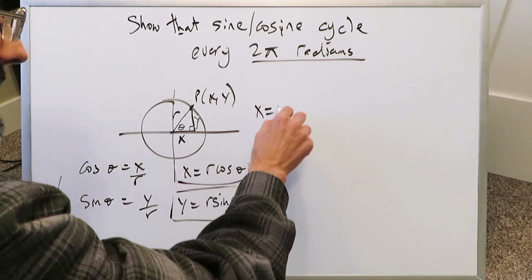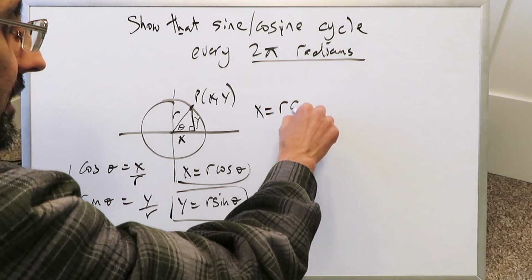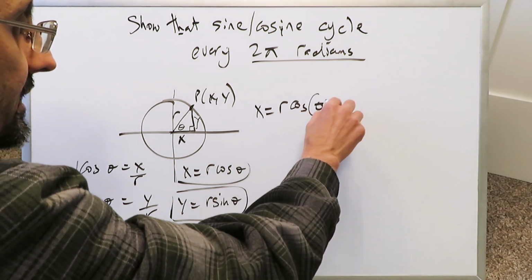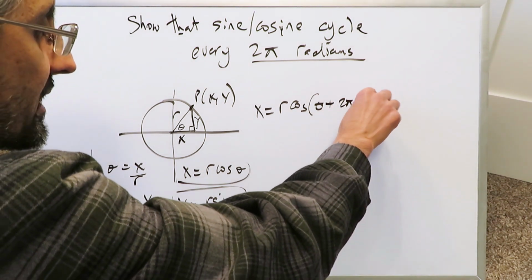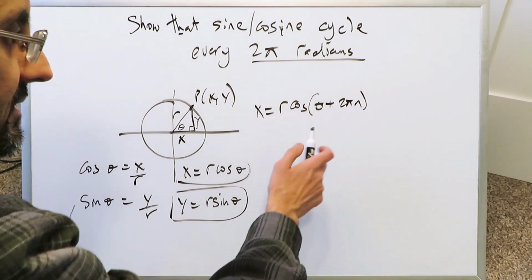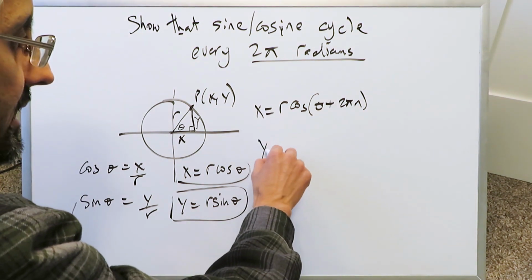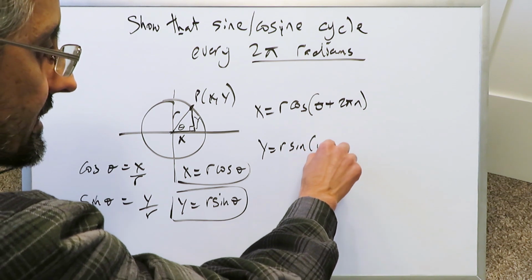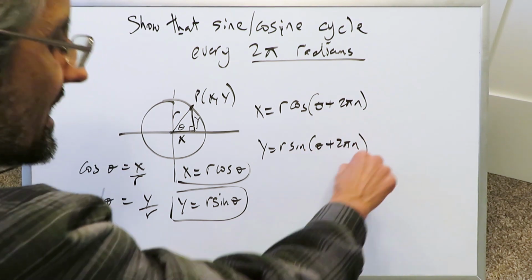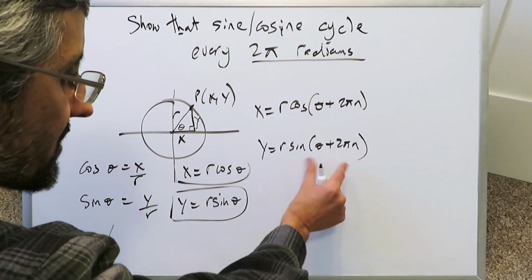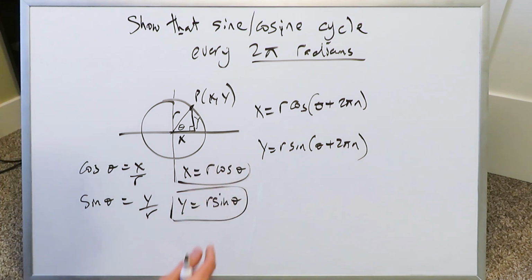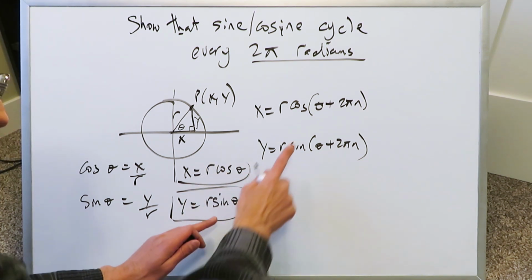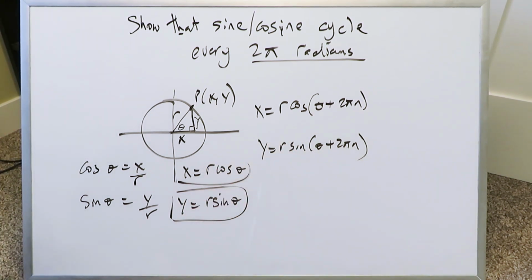If I make x equal to r cosine of theta plus 2 pi n, because I can do a positive or minus in terms of the n, and y equal to r sine of theta plus 2 pi n, that entire expression should be equal to these individual expressions. This should be equal to that, and that should be equal to that, and I'll show it to you to be the case.